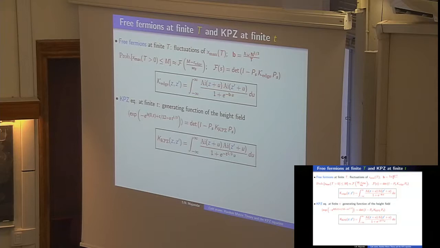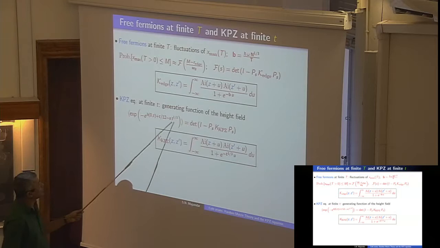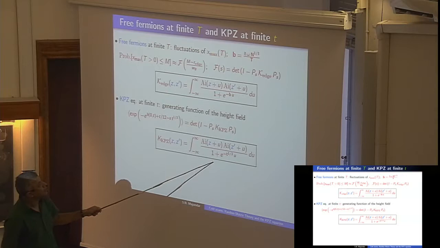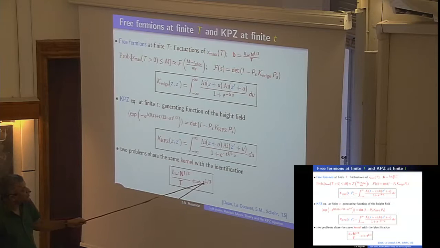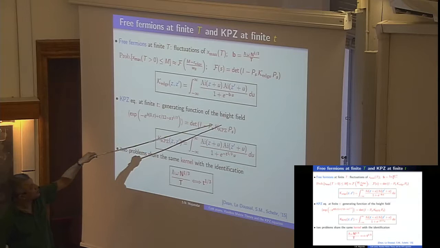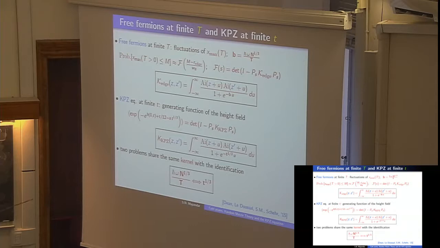Whereas in the KPZ equation, on the left hand side you have a different object, a generating function of the height, but on the right hand side it's exactly the same Fredholm determinant with the KPZ kernel, which looks exactly the same once you identify the parameter b as t to the 1/3. So in the fermion problem, if you identify h bar omega n to the power 1/3 over T with time to the power 1/3 in the KPZ problem, then the two Fredholm determinants on the right hand side are exactly identical to each other. This means that the random variable in the fermion problem is also related to the random variable height in the KPZ problem. So how do we actually exactly relate these two?